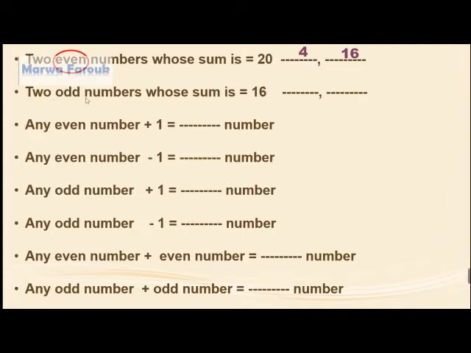Okay, the next one, two odd numbers whose sum is 16. Now he wants what? Two odd numbers. So I will think of any odd number I know, any one, doesn't matter what it is, but it has to be less than 16. I will think of maybe 3, maybe 7, maybe 5. I took here 5. And I will think 5 plus what equals 16? I will make 16 minus 5 and it will be 11. So the two numbers are 5 and 11. Again, I can try any other number, but it has to be less than 16. Okay, now let's move to the next one.